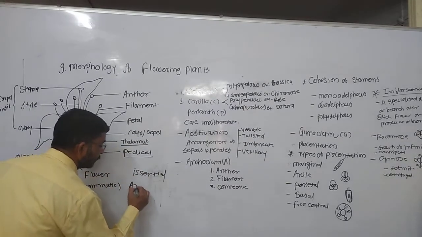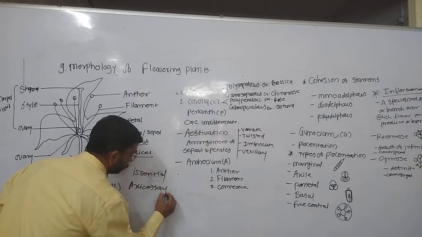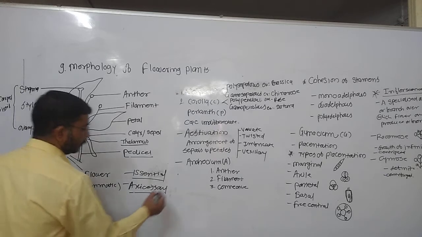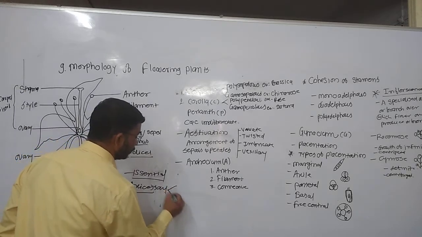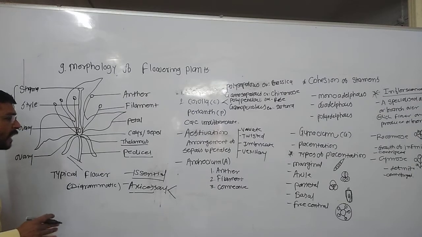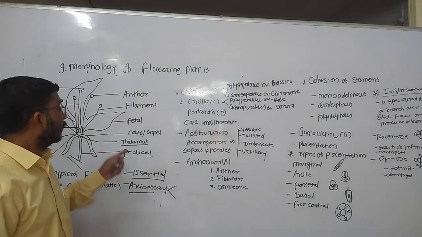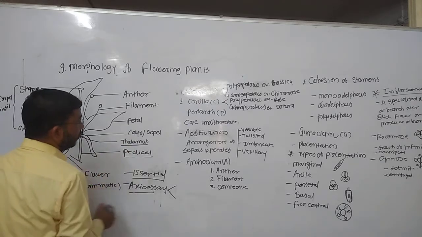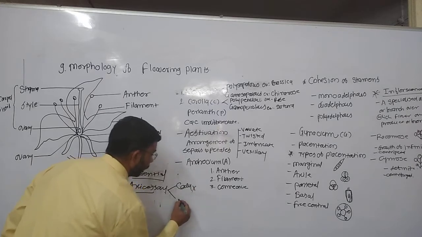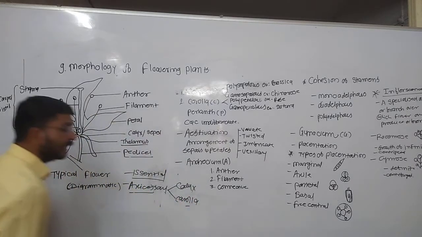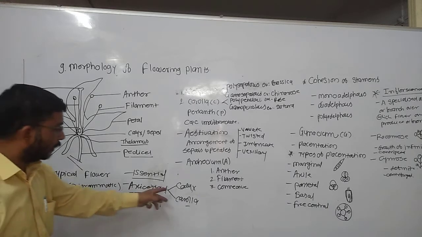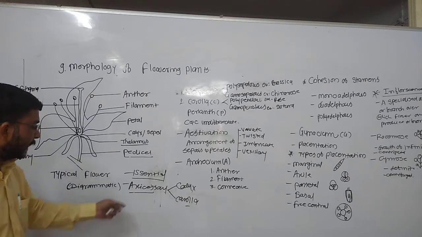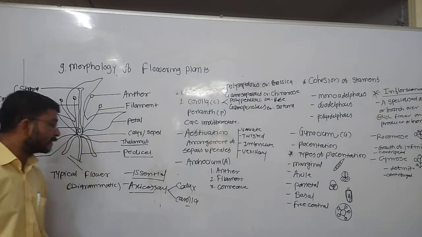Accessory and essential whorls. Accessory whorls are those whorls which do not directly take part in the reproduction process. That's why we call them accessory whorls. What are those? Calyx and corolla are the two accessory whorls. They do not directly take part in the reproduction process, that's why we call them accessory whorls.